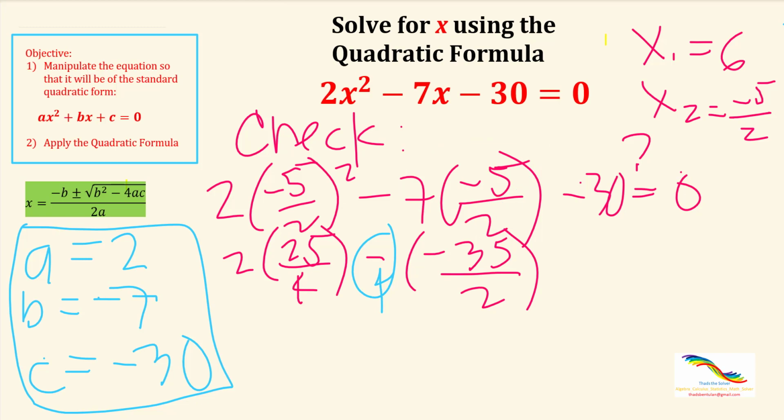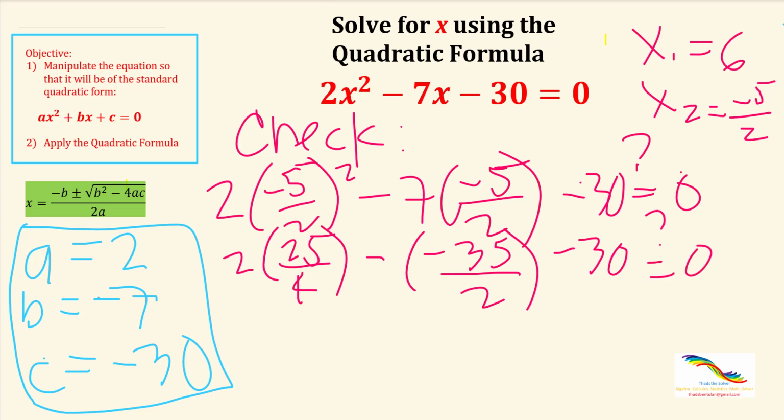Is it detailed enough? I hope you gain more confidence in solving these problems. If you make a mistake, just go back. I make a lot of mistakes as well. So minus 30, is that equal to 0?